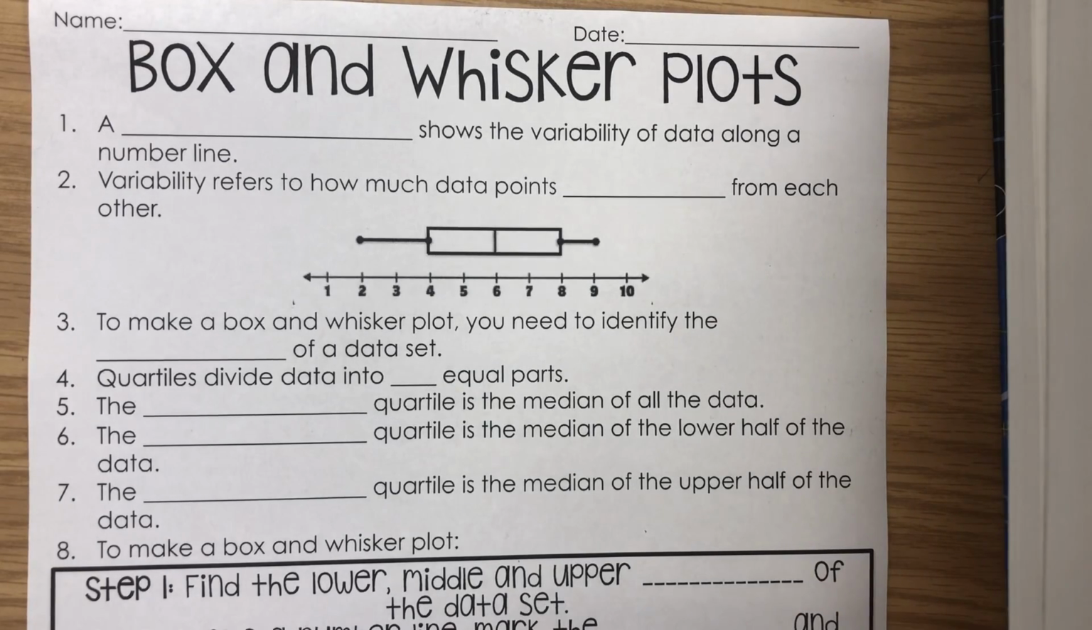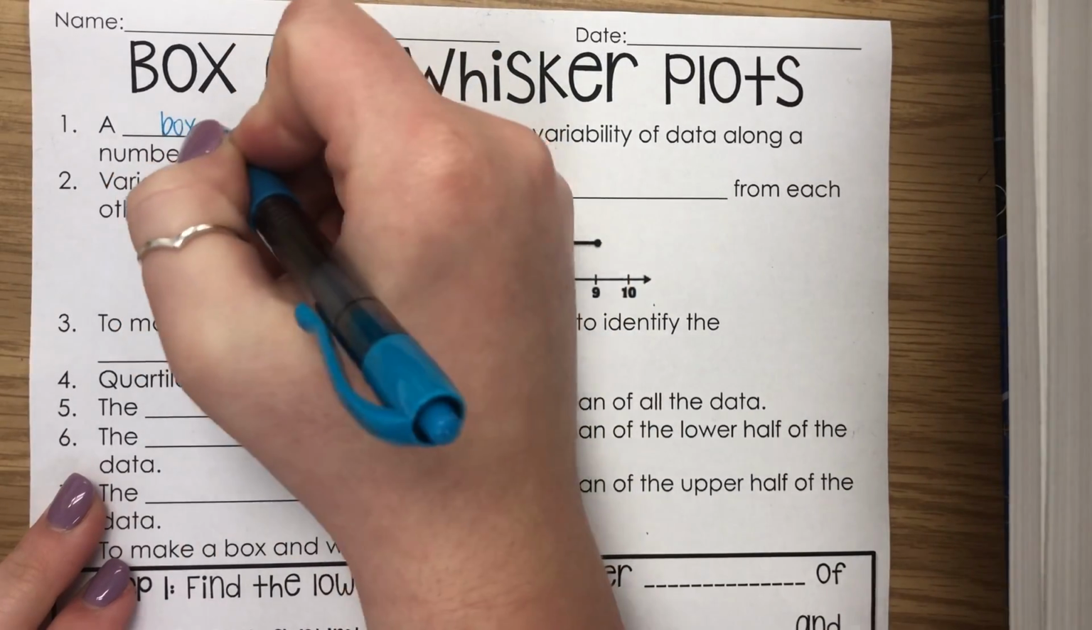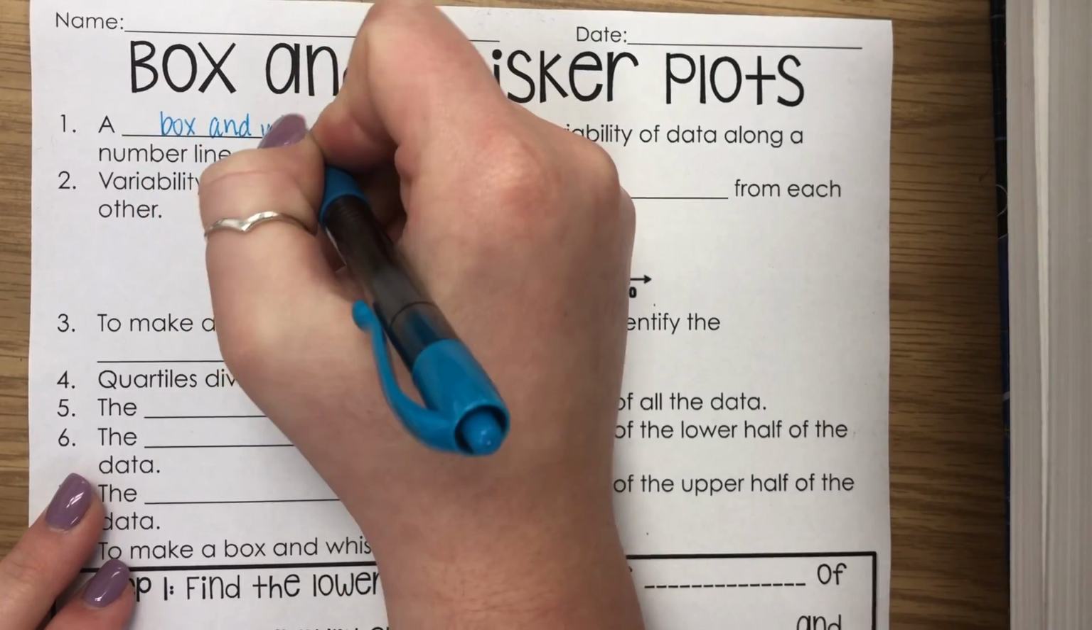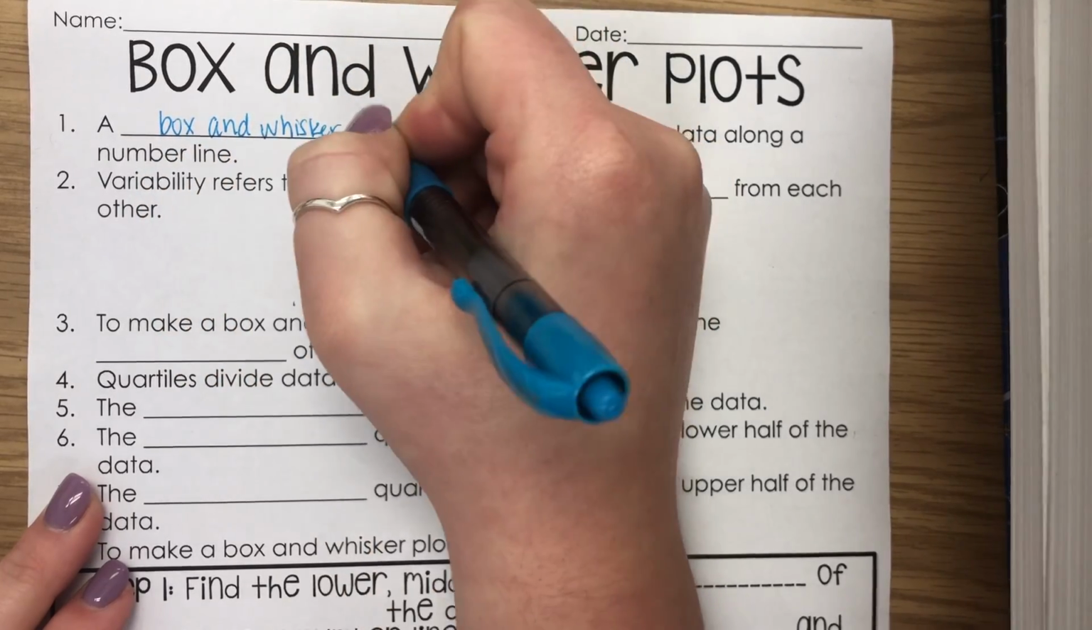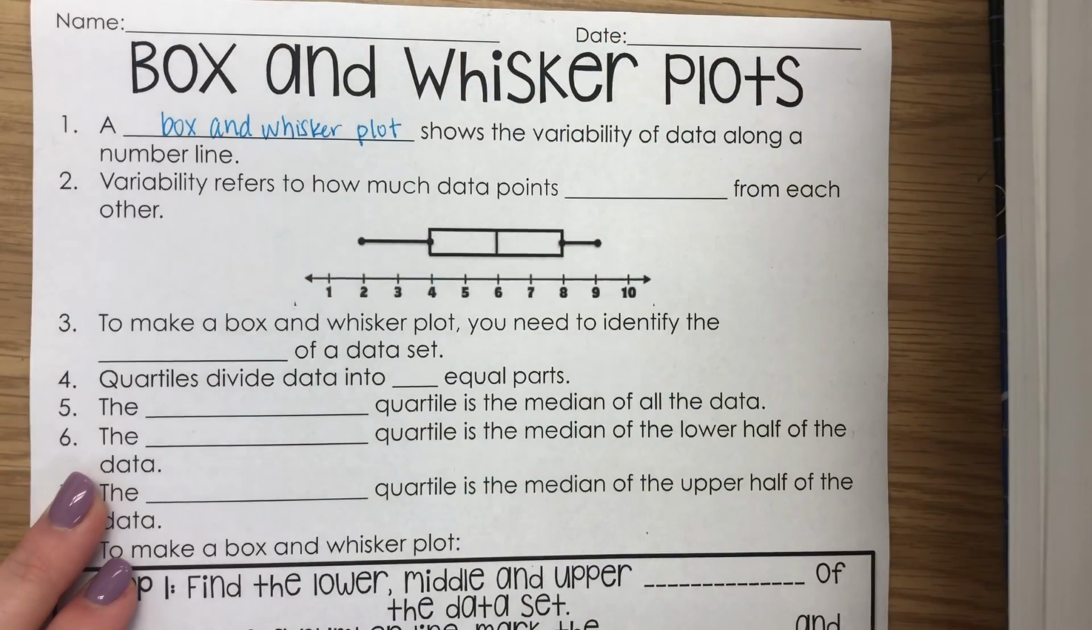Okay guys, so today we're going to talk about the last way to display data, which are box and whisker plots. The reason yesterday was important before today's lesson is because box and whisker plots use the interquartile or the quartiles so that they can be created. Okay, so a box and whisker plot shows the variability of data along a number line.